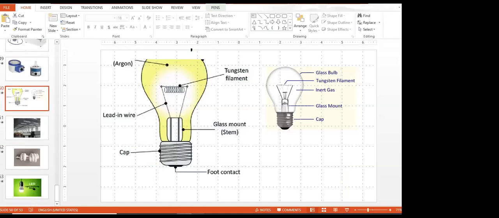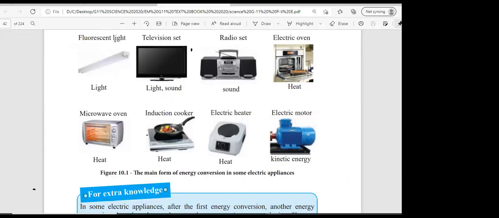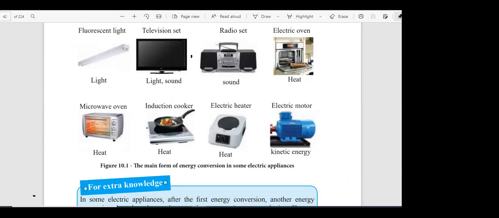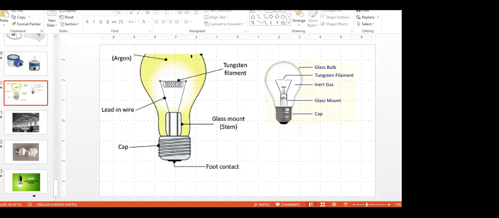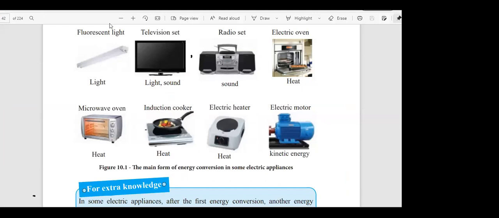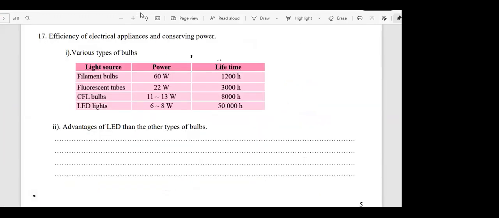Now this is what I have given in your theory tube. Look at the screen now. Theory tube. How to compare the advantages and disadvantages of the lamps. Okay, look at the screen. So this is given in your textbook also. Now when you compare these four types of lamps, various types of bulbs, the advantages of LED over the other types of lamp.